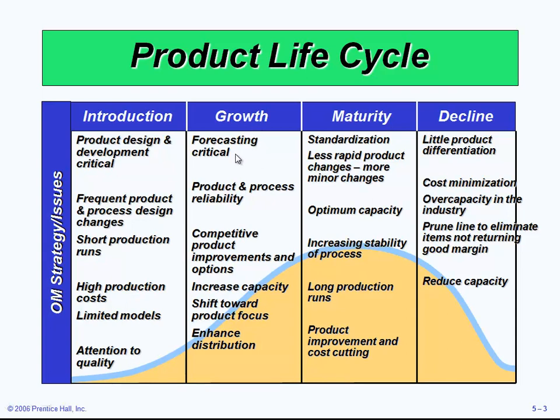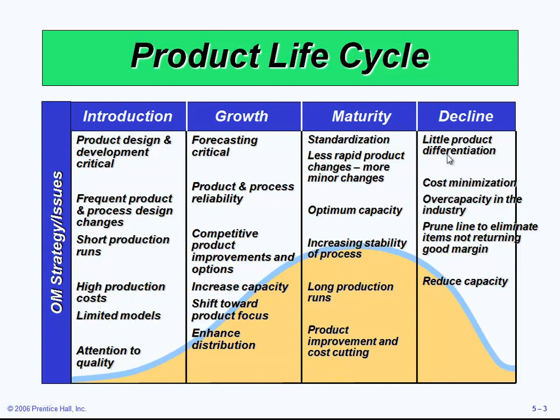Then in the growth, we forecast what's going to happen with the market. Then product and process reliability. Then we have competitive product improvements and options, especially if we have a rising competitor in the market. Then we increase the capacity for mass production, shift towards product focus, and enhance the distribution for that product. At the maturity level, we have standardization, less rapid product changes, more minor changes, optimum capacity, increasing stability, long production runs, and product improvement and cost cutting.